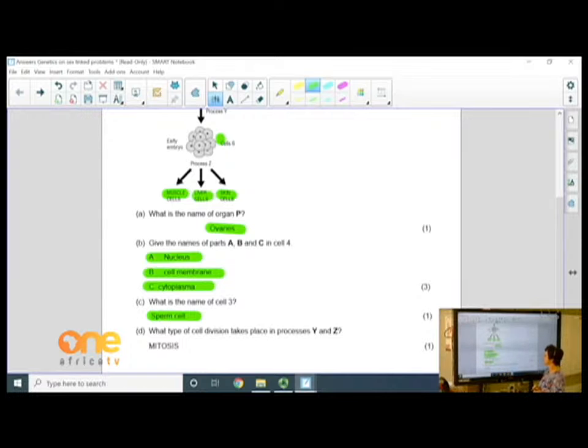What type of cell division takes place in process Y and Z? Mitosis, because it is one cell that increases in number due to cell division. What was the name of process X, if you care to go back? X was to form a gamete, so that was meiosis, right? Now it was mitosis.